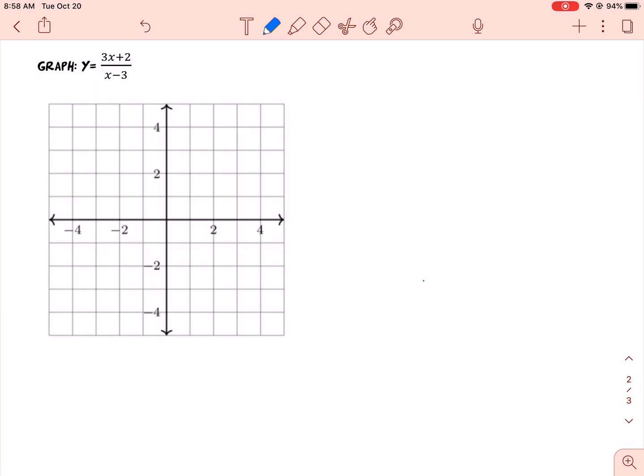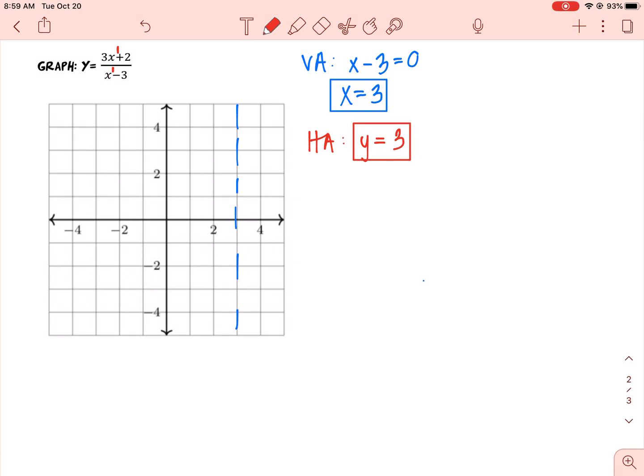Next is vertical asymptote. With vertical asymptote, what makes the denominator equal to 0? I have x equals +3. Right away, just graph that in. It's where you cannot cross. Horizontal asymptotes up next. Look at the powers, which are both 1. So since they're the same, I'm just going to do 3 divided by 1, that coefficient. So y equals 3 is going to be my horizontal.